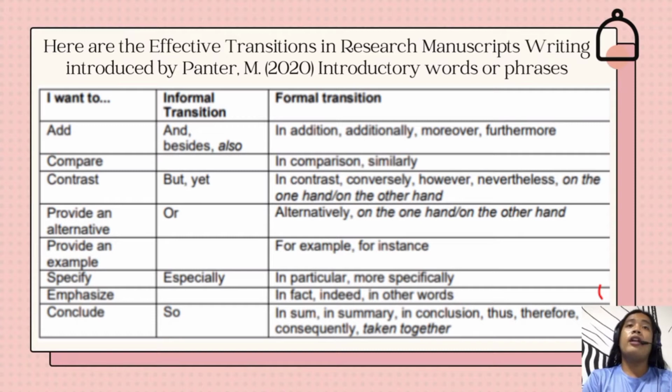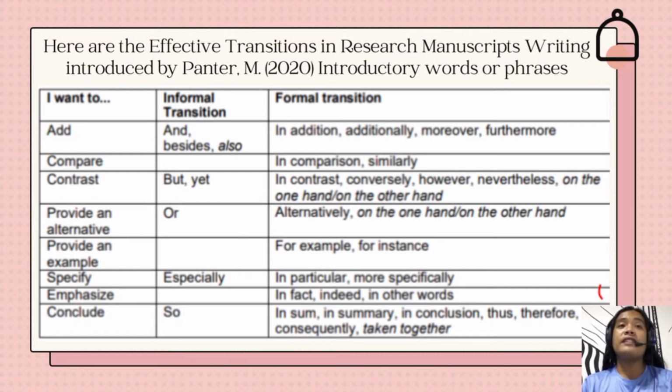Now, if you want to compare, the formal transition would be in comparison or similarly. If you want to contrast, the informal transition is but or yet. But for the formal transition, it would be in contrast, conversely, however, nevertheless, on the one hand, or on the other hand. If you want to provide an alternative, for the informal, it would be or. For the formal, it's alternatively, on the one hand, on the other hand. If you want to provide an example, use for example or for instance. If you want to specify, the informal transition would be especially. But for the formal transition, it would be in particular or more specifically.